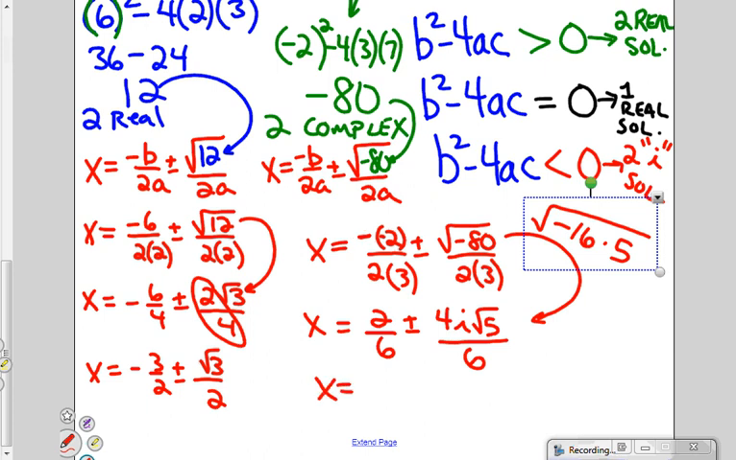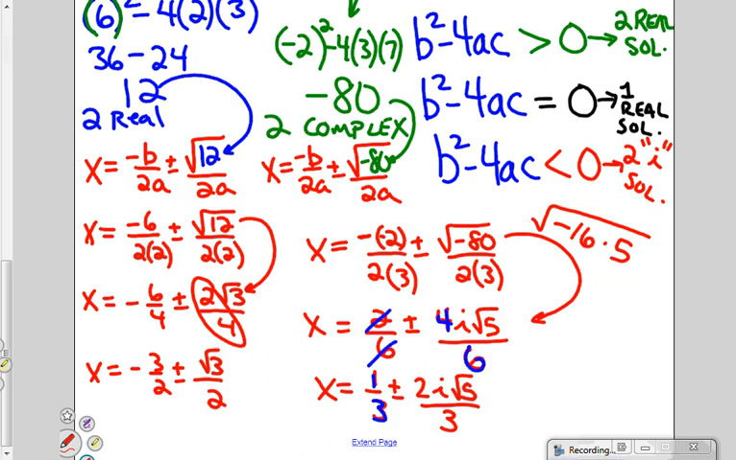Finally, we get 1/3 plus minus 2i root 5 over 3. That was just simplifying 2/6 to 1/3 and 4/6 to 2/3. Those are the answers. There's no way we would have gotten those answers by factoring 10 minutes ago. Agree? Agree.